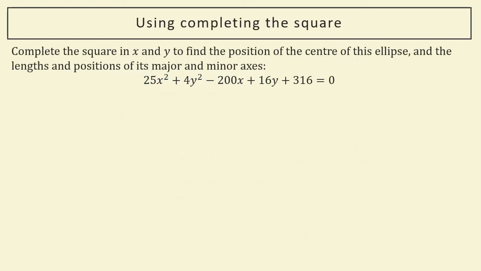Just like with circles, it's very similar, isn't it? Because a circle is a special case of an ellipse. We might have to complete the square to find the position of the center of an ellipse, and then find the lengths and the positions of its major and minor axes. We might have to do that first of all.